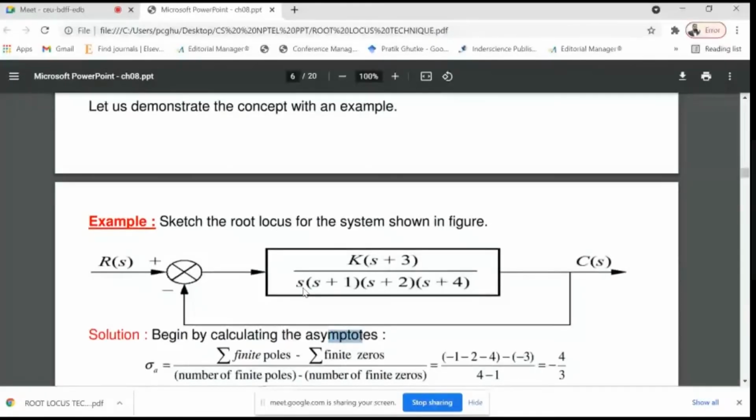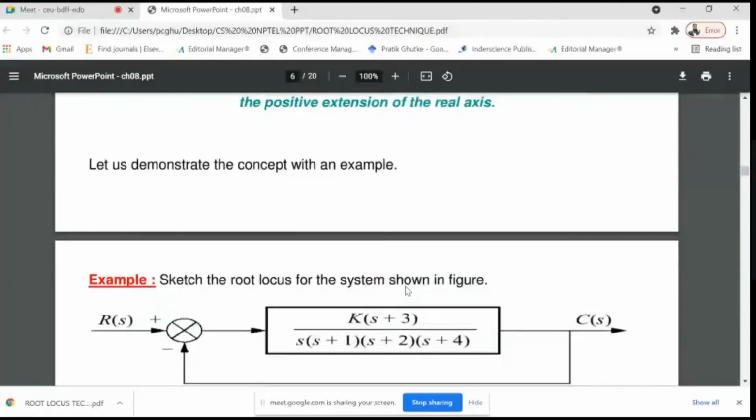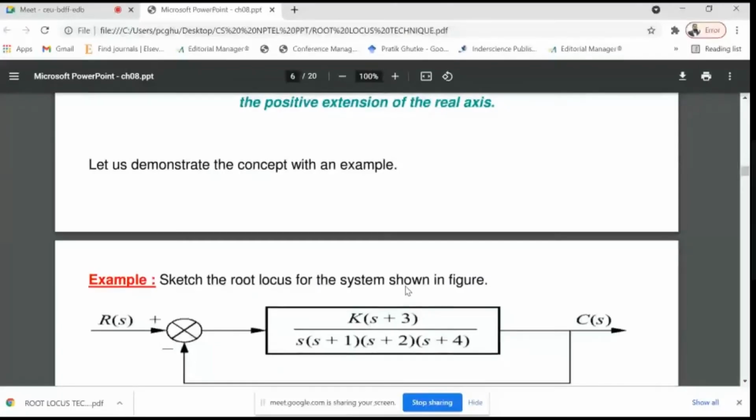Now tell me how many poles are there in this system and how many zeros are there. Yes, anyone? Poles and zero. Yes, tell me how many poles are there and how many zeros are there in the system.